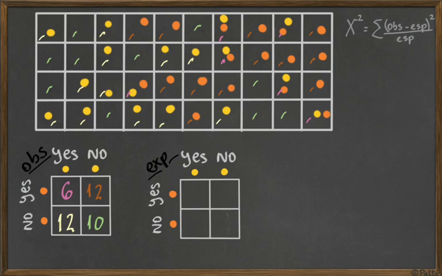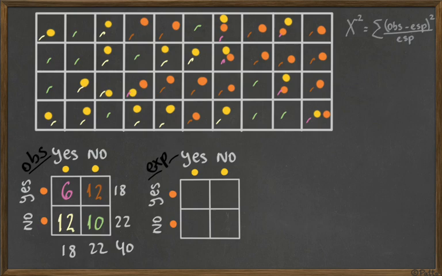Okay, you've calculated, so let's see if you got it right. The total for that row is 18, for this one is 22, for that one is 18, and for this one is 22. And the total is 40 again. I'm always using 40 here to make your calculations easier. So what are you going to be doing now?